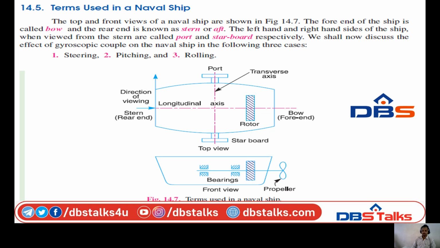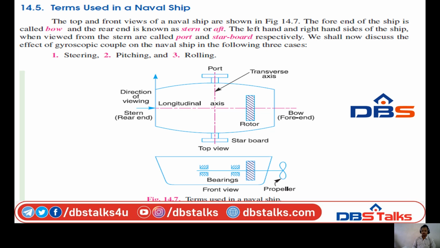Here in the diagram we are showing the front and top views of a naval ship. In the figure, the fore end of the ship is called the bow. The fore end is nothing but the front, and the rear end is known as the stern or aft. So the fore end is known as the bow, and the rear end is known as the stern.